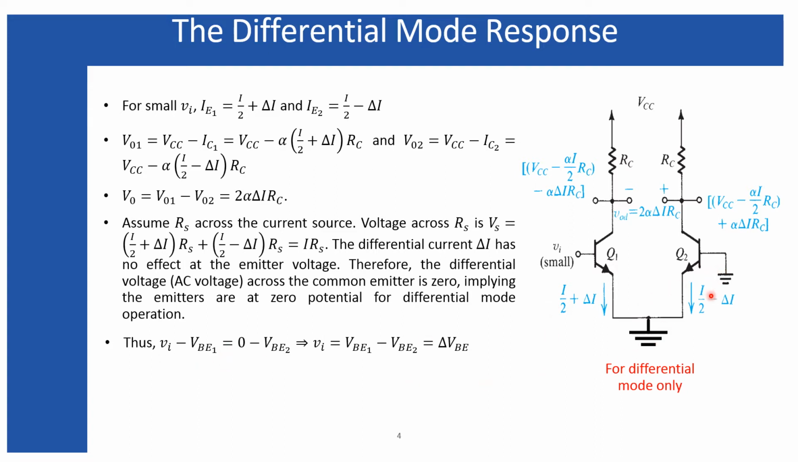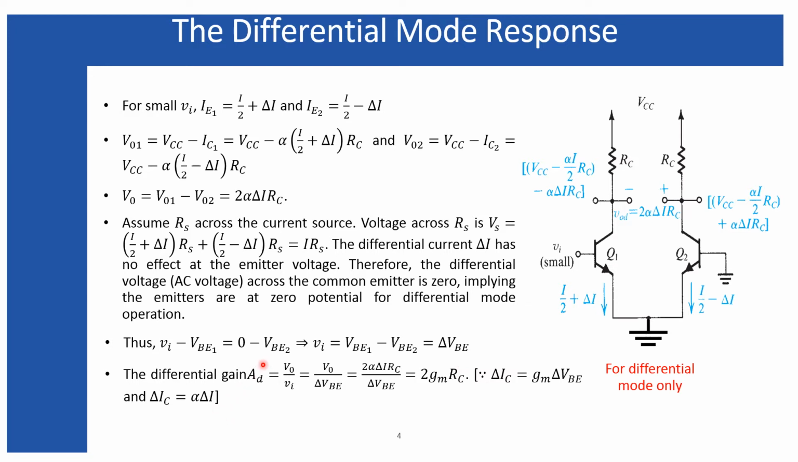Similarly, since this terminal is grounded, 0 minus VBE2 is also equal to the similar one. So finally from this equation we can write that Vi is nothing but the difference between the base emitter voltage of transistor Q1 and the base emitter voltage of transistor Q2, which defines the differential base emitter voltage.